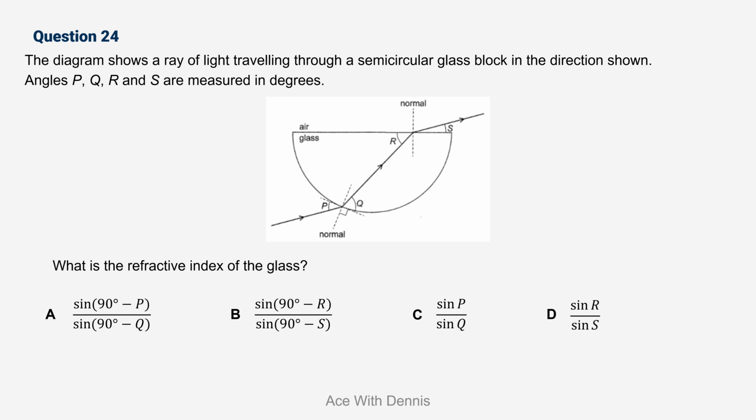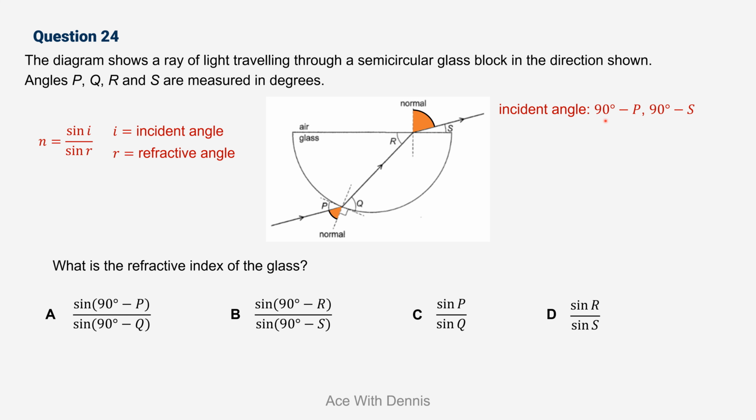So to obtain the answer for this question, first let's take a look at the refractive index formula. n equals sin i over sin r, where i is the incident angle and r is the refracted angle. So we need to find the incident angle and the refracted angle from this diagram. So this will be the incident angle. This is also the incident angle. When the ray enters the glass block, the angle made from the incident ray to the normal will be the incident angle, or when the ray exits the glass block, the angle formed by the ray and the normal will be the incident angle. Hence, from this diagram, the incident angle will be 90 degrees minus P, which is this angle, or 90 degrees minus S, which is this angle.